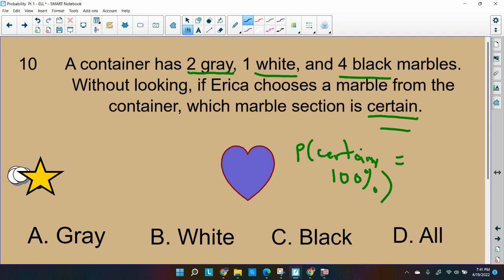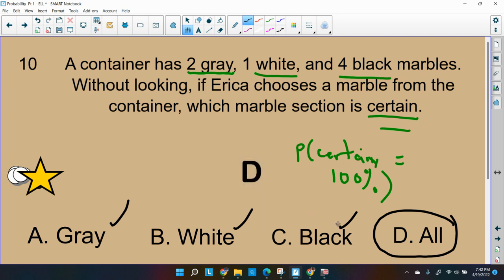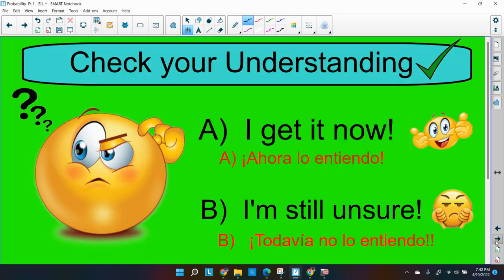So I'm going to look at my choices. I win if I get a gray, I win if I get a white, and I win if I get a black. So I'm going to go with choice D. Any color or all the colors, I win. So that was kind of a trick question of certainty. It's called a sure thing, but you win any color you pick. All right. Well, there it is in Espanol. So I hope you're understanding what's going on.